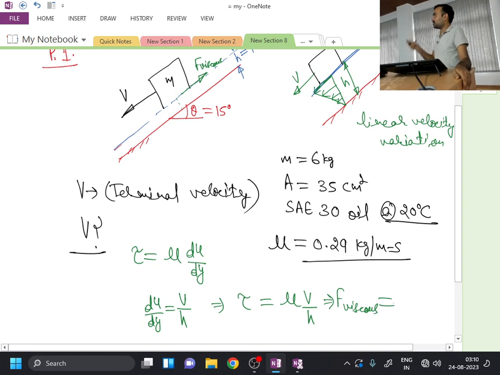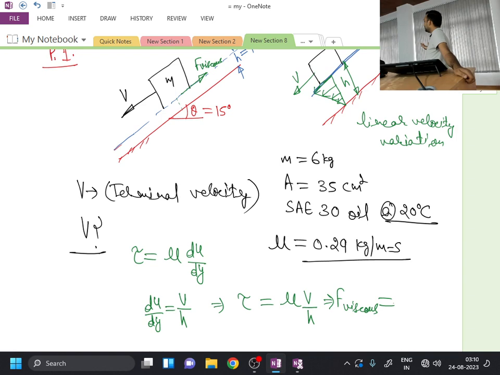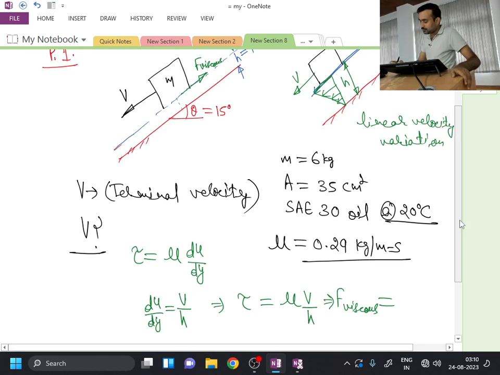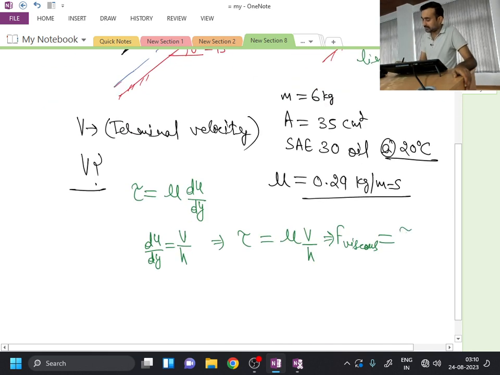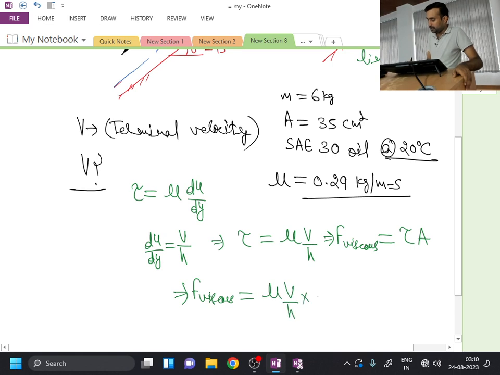The definition of shear stress is nothing but tangential force per unit area. And viscous force is a resistive force. So if an object is moving in the downward direction, the viscous force at this surface will be acting in the upward direction. So I will have F viscous as nothing but tau times the contact area. So from here F viscous becomes equal to mu v by h into area.